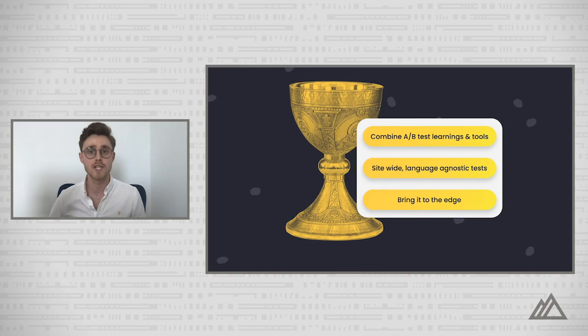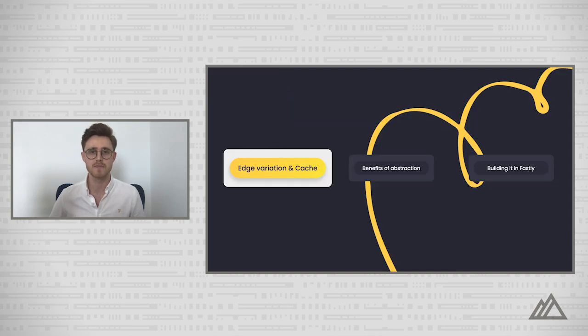The first, we wanted to combine lessons and tools that RVU have picked up over the years. Secondly, we wanted to roll out experimentation site-wide and agnostic to implementation details. And thirdly, we wanted to bring this to the edge because we know our businesses operate best with low latency solutions. So what do we want you to take away from this?